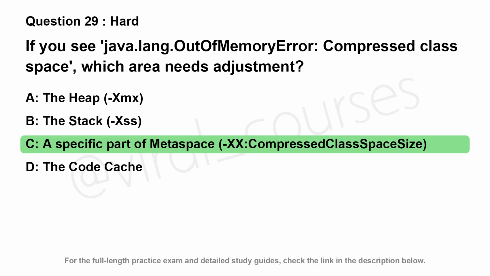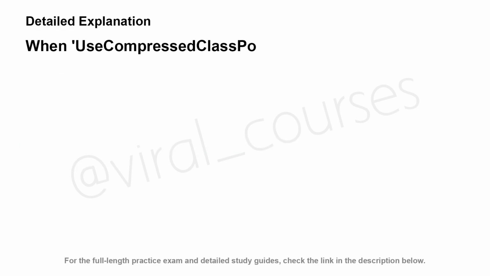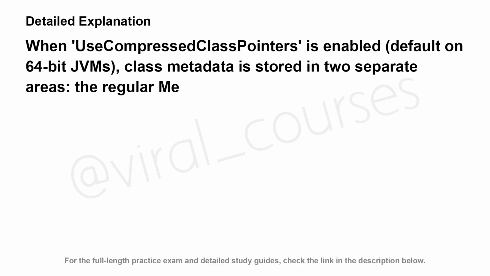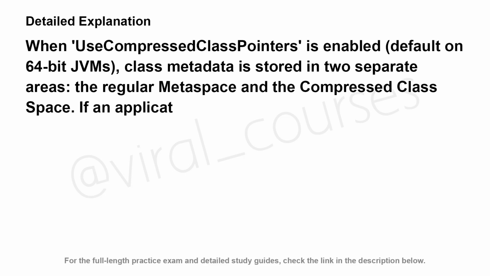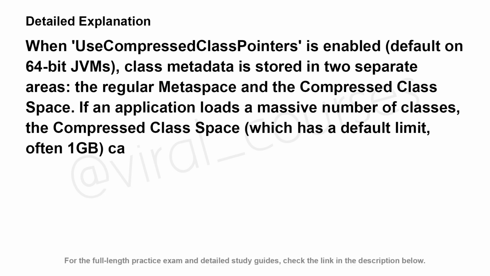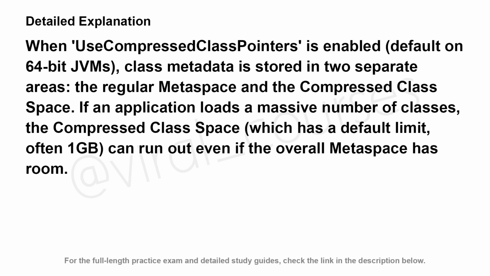The correct answer is C. When UseCompressedClassPointers is enabled, default on 64-bit JVMs, class metadata is stored in two separate areas, the regular metaspace and the compressed class space. If an application loads a massive number of classes, the compressed class space, which has a default limit, often 1 GB, can run out even if the overall metaspace has room.